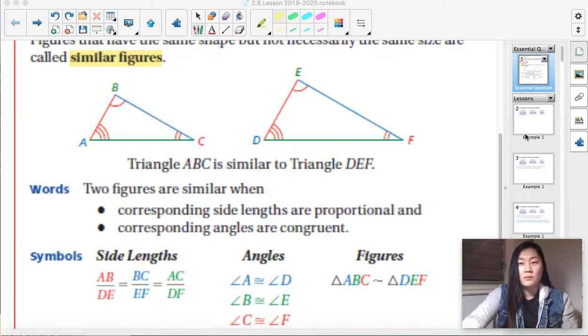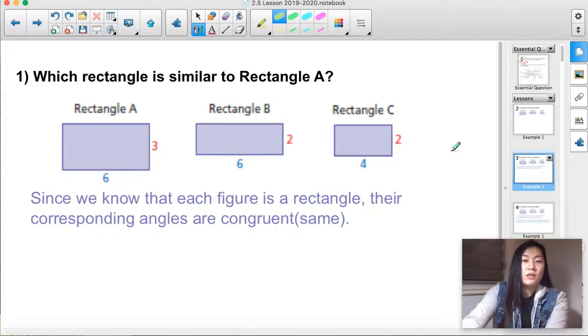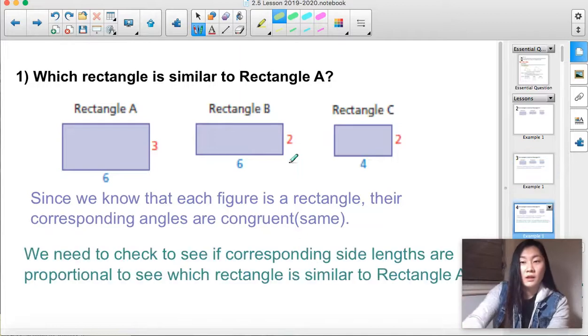So let's look at an example together. Which rectangle is similar to rectangle A? So rectangle A is here, and then we have B and C, and we're given all these dimensions. Since we know that each figure is a rectangle, so all of the three are rectangles, their corresponding angles are the same, are congruent. They're all 90-degree angles, so that bullet is checked. We need to check to see if corresponding side lengths of each rectangle are proportional to see which rectangle is similar to rectangle A. So that's what we're going to do.